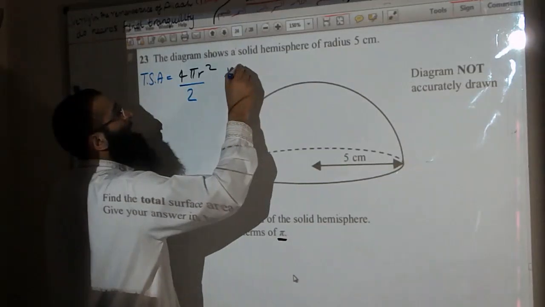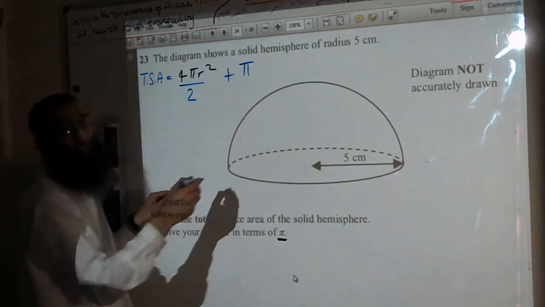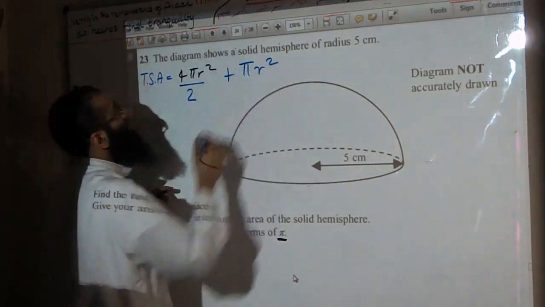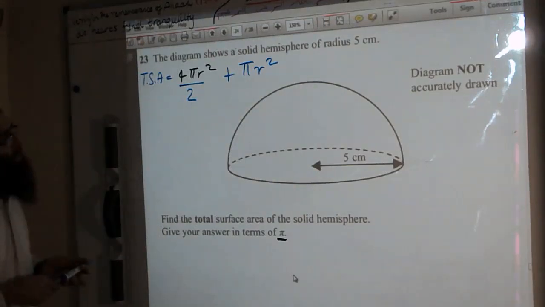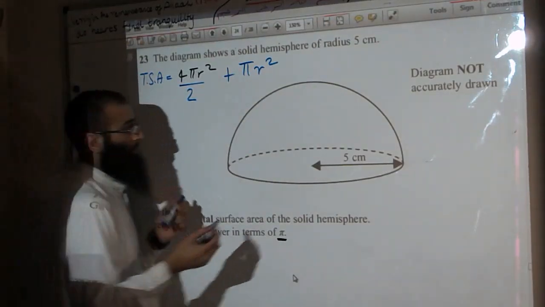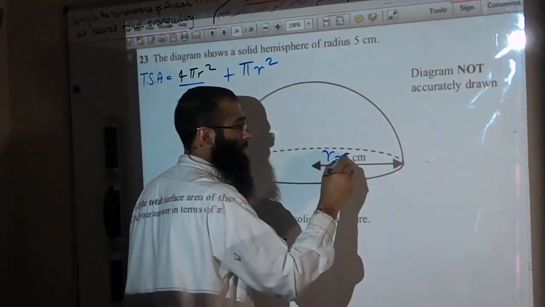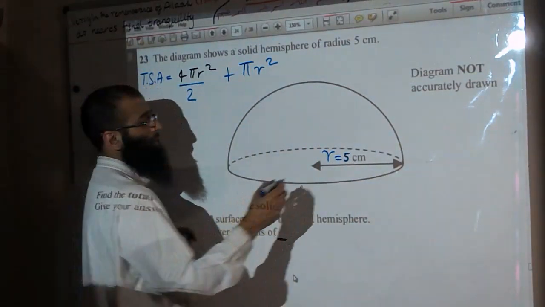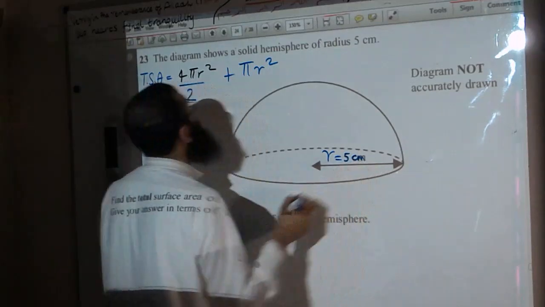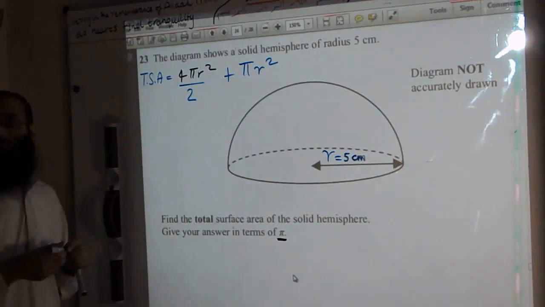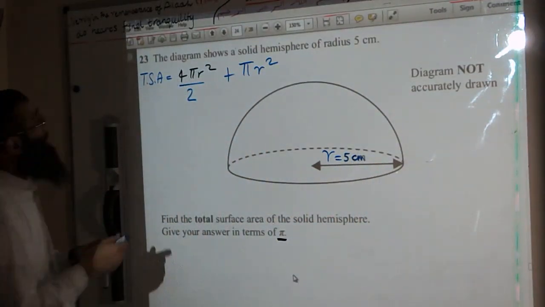And what's the area of a circle? Pi r squared. Okay, right. Now what is the value of the radius? 5 centimeters. Alright, should we put 5 in those places and start simplifying now? Yeah? Should we go for it?